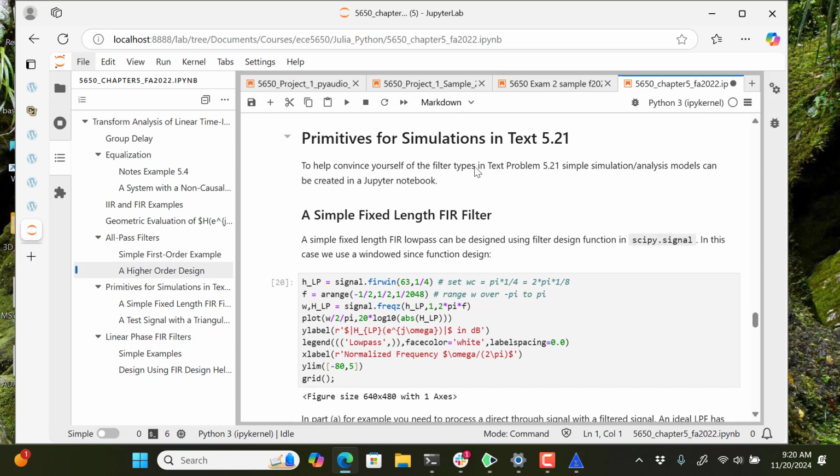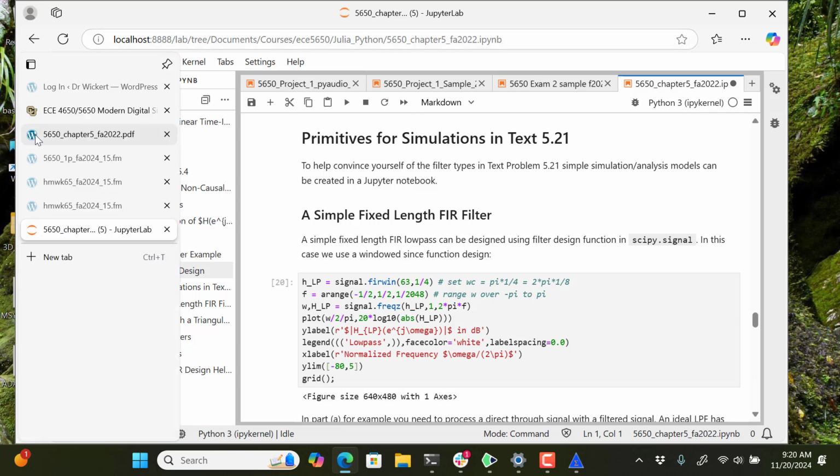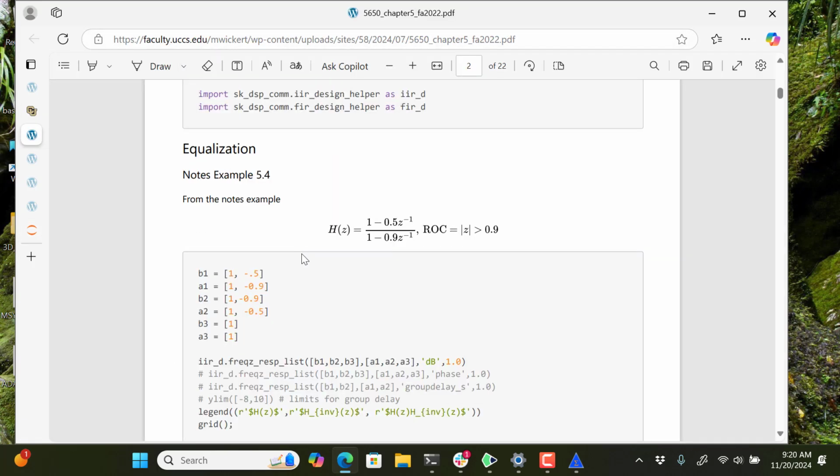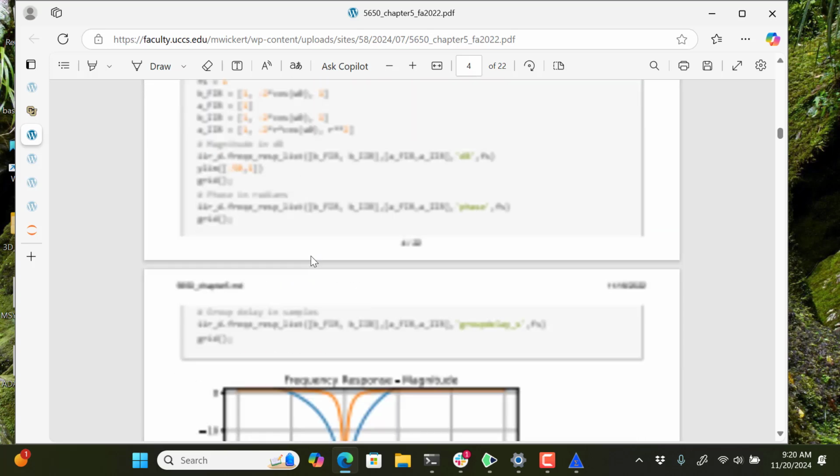I also have some hints in here for text problem 521. This is actually really good. I would consider taking a look at it. This is the PDF version of that, so I can look at it in here.